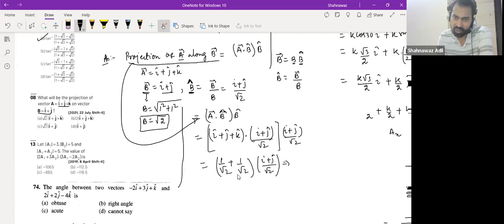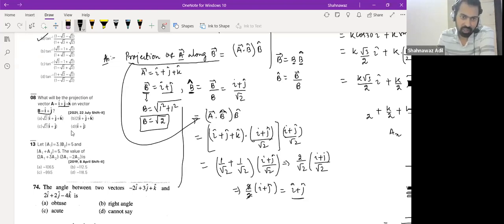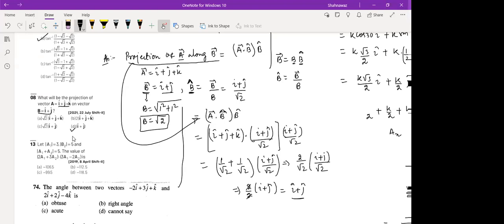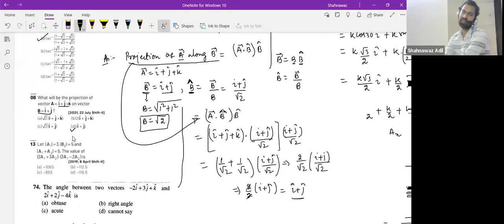So this would be 2 by root 2, and then i plus j divided by root 2. So root 2 times root 2 is 2, so 2 by 2 times i plus j. So this would be simply i plus j. This is the answer, okay, guys. So i plus j. Is that clear to you guys?